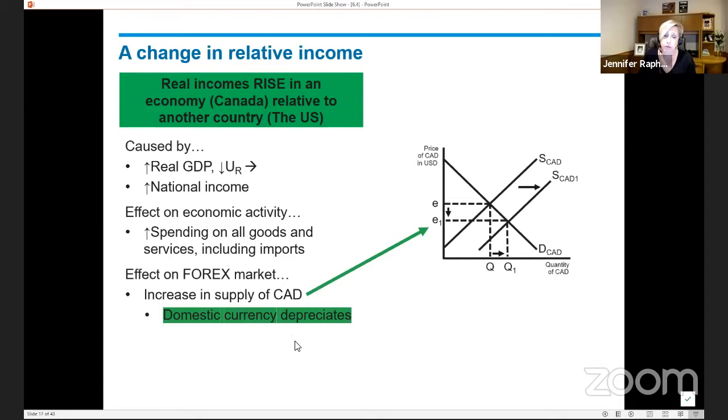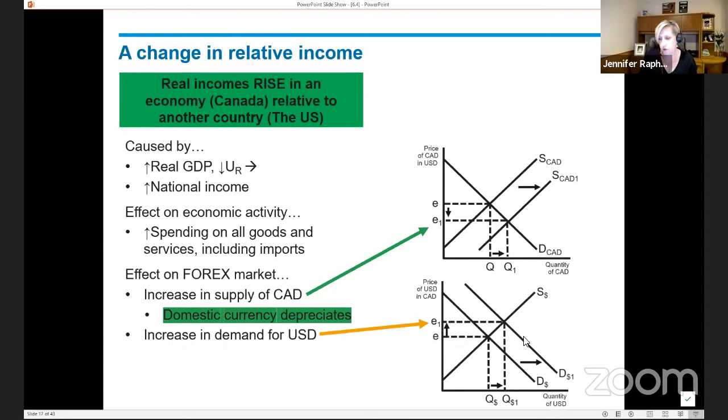But why are they supplying their CAD? So that they can purchase more dollars. So we're going to see an increase in the demand for dollars, which we can graph in a market for dollars by increasing the demand for dollars. So while the increase in the supply of the CAD causes the CAD to depreciate, the increase in demand for the dollar causes the dollar to appreciate.